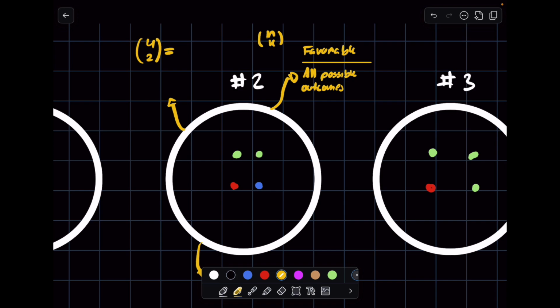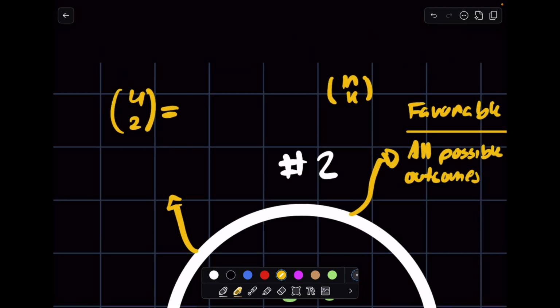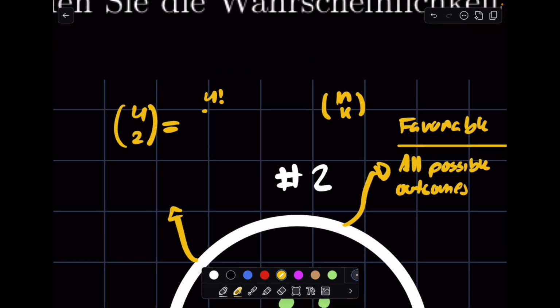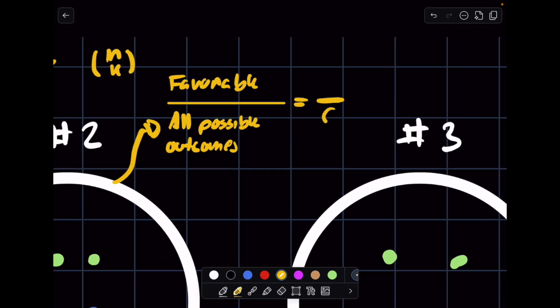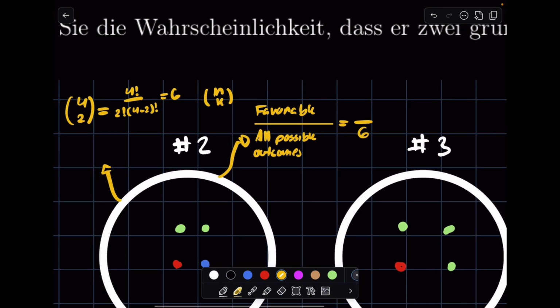Sorry about that. So if we take our calculator, this is going to be 4 factorial over 2 factorial times 4 minus 2 factorial. So if we do that in our calculator, this is going to be 6. So those are 6 possible ways. So we're going to write here 6. And what are the favorable outcomes?